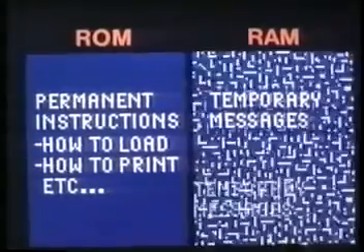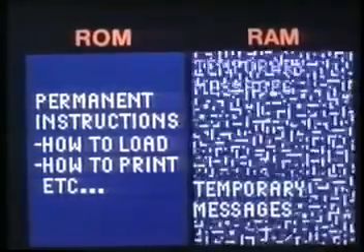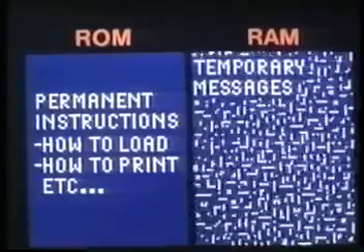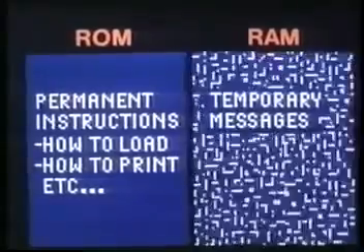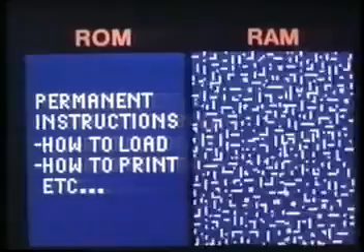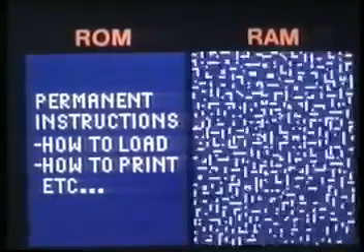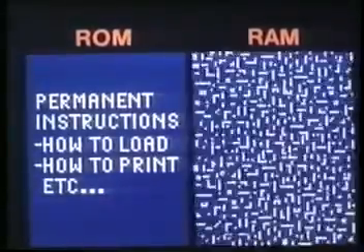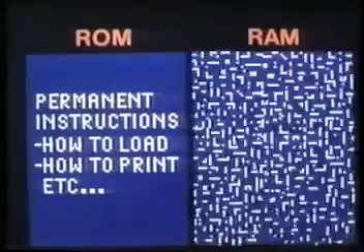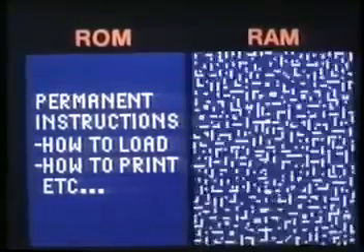Because the computer can write temporary messages anywhere it likes here, it has random access to this part of its memory. But if you switch the computer off and then on, the messages in its random access memory disappear. The loose switches are scrambled once again, whereas the instructions in the read-only memory stay as before. The switches are still stuck in the same position.